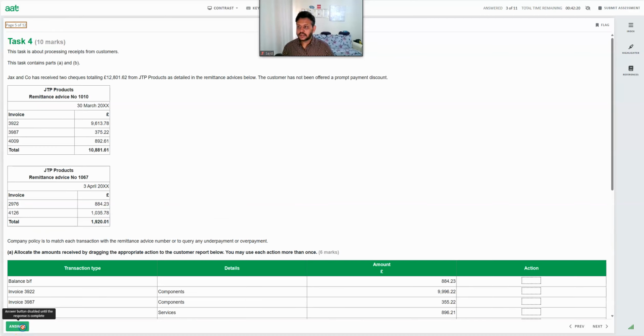Let's move to the next one. The next one we have here says this task is about processing receipt from customer. This task contains part A to B. Jax & Co. has received 2 checks, 12,801.62 from JPT product. As detailed in the remittance advice below, the customer has not been offered a discount.